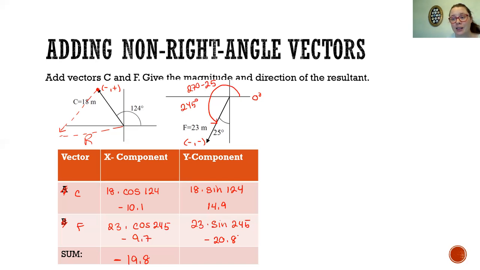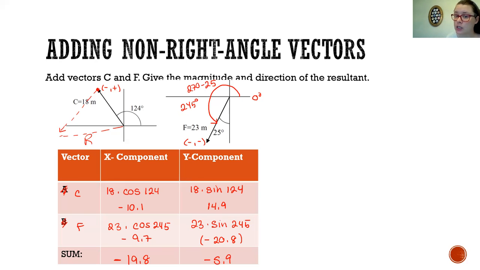You can think about adding them together, or you can think about subtracting them, whichever way works for you. In your calculator, if you put 14.9 plus negative 20.8, you will get negative 5.9. So you still have more negatives left over. Some of the positive pull cancels, but the negative wins. So you get more negative.